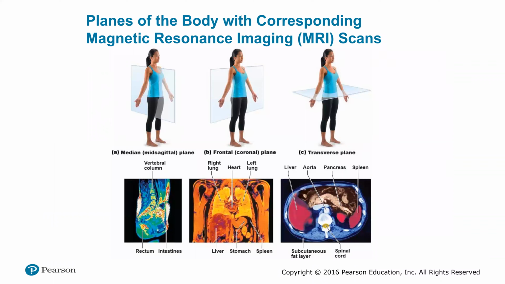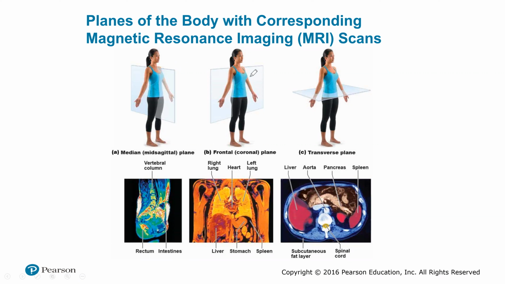Planes of the body with corresponding magnetic resonance imaging scans can be seen on this slide. So this is our first, our mid-sagittal. That's a mid-sagittal plane that divides the body into right and left. So remember, if it's not in the middle, then it's parasagittal.